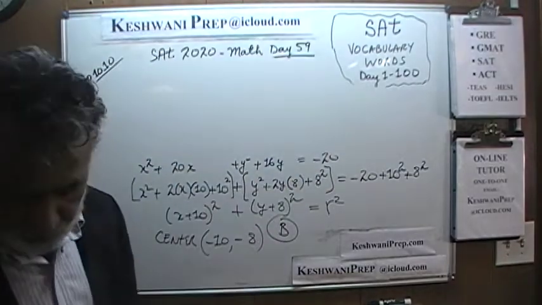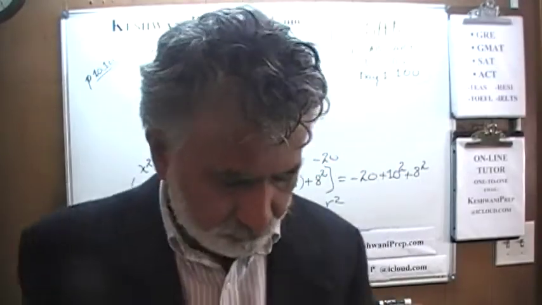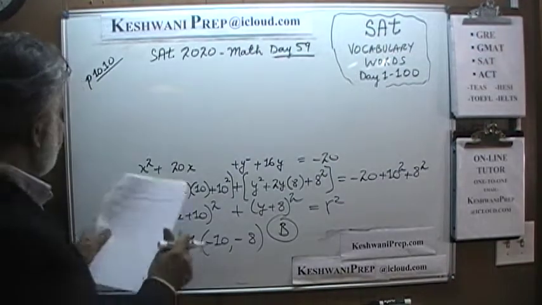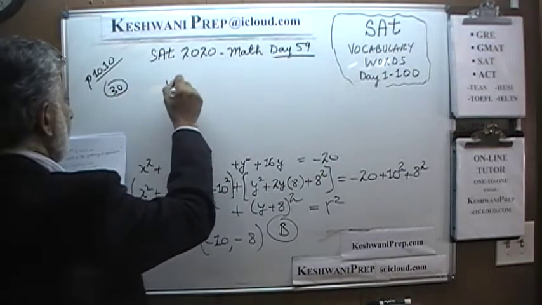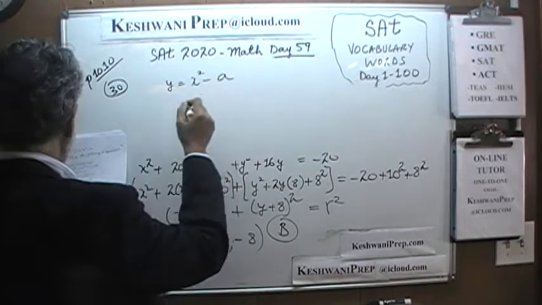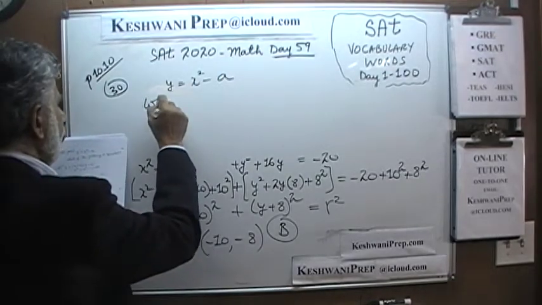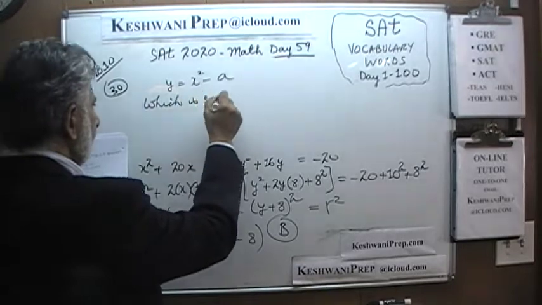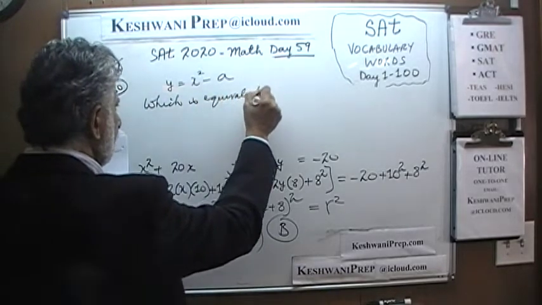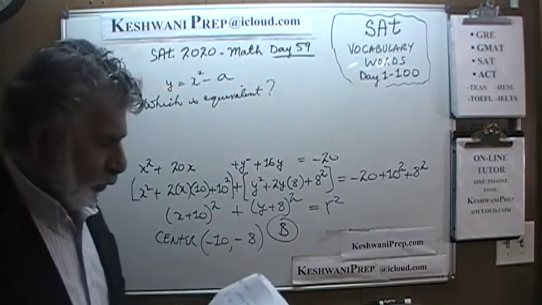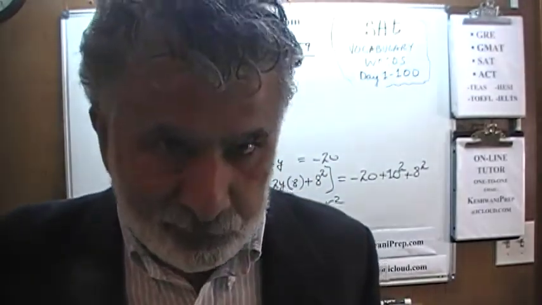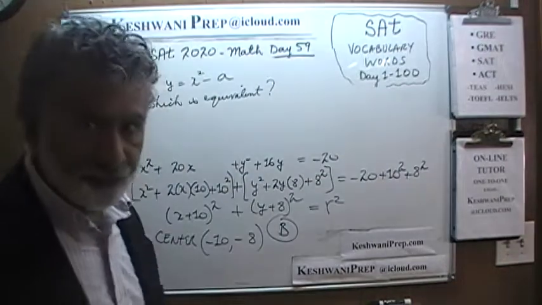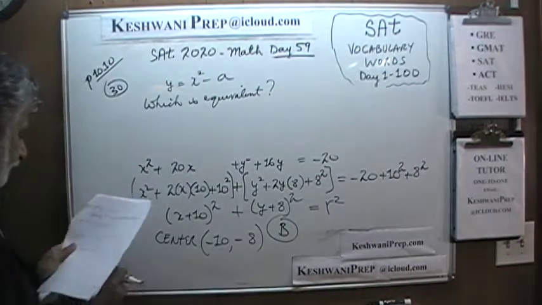Number 30, I believe, is the last one before we get to the gradient question. Number 30, we have an equation here, x squared minus a. And the question is, which of the following four equations given in the answer choices is equivalent to what we see there? So let's find out, shall we?